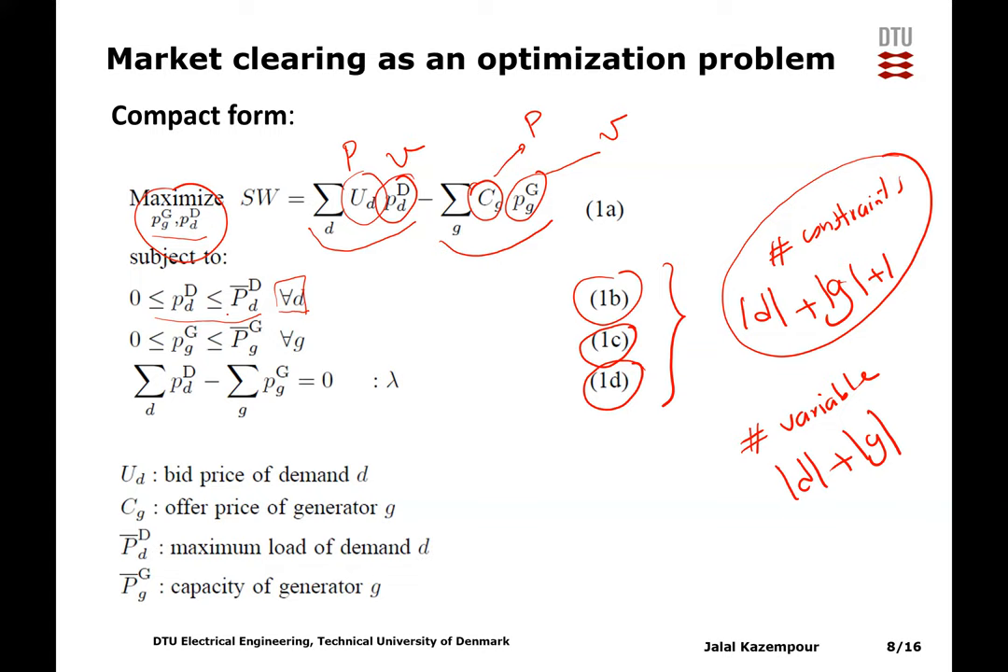Here, we have an upper constraint and a lower constraint for 1B and 1C. So it's 2D times 2G plus 1. Thank you so much for the correction.